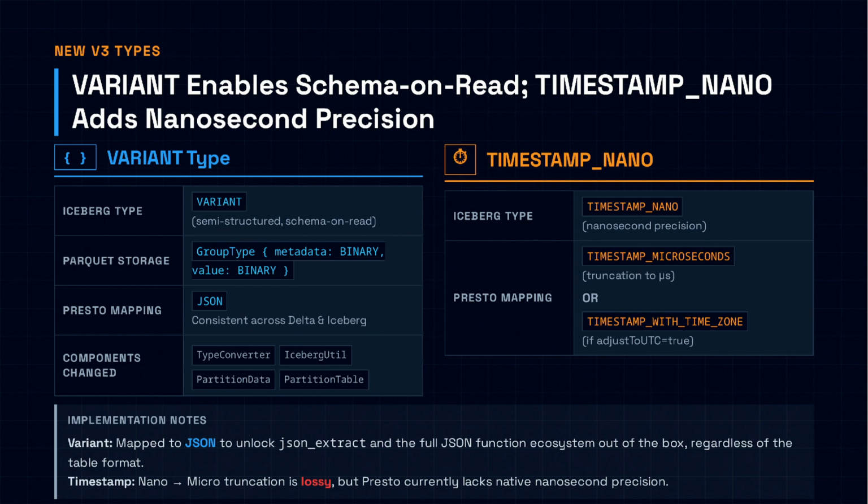Presto still supports microsecond level precision. So even though we have timestamp nano available in the native Iceberg library, we have some lossy conversion here. But as a community, we can decide if Presto wants to support nanosecond level precision. I think this is something we can discuss and change our code to.